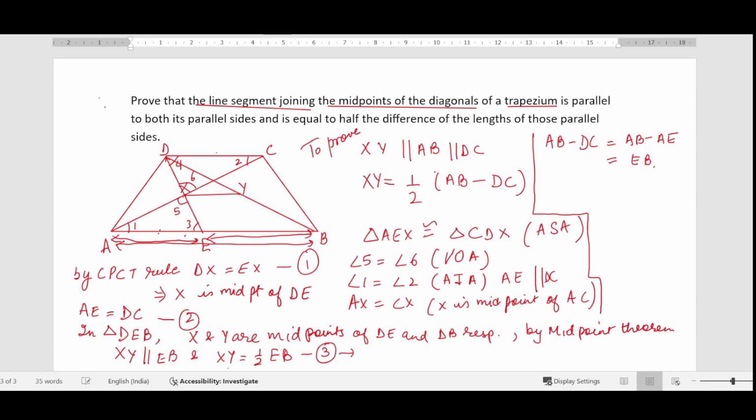From equation 3, we get EB is equal to 2 times XY. So now our equation becomes AB minus DC is equal to 2 times XY. Therefore, XY is equal to 1 by 2 times (AB minus DC). Hence, proved.